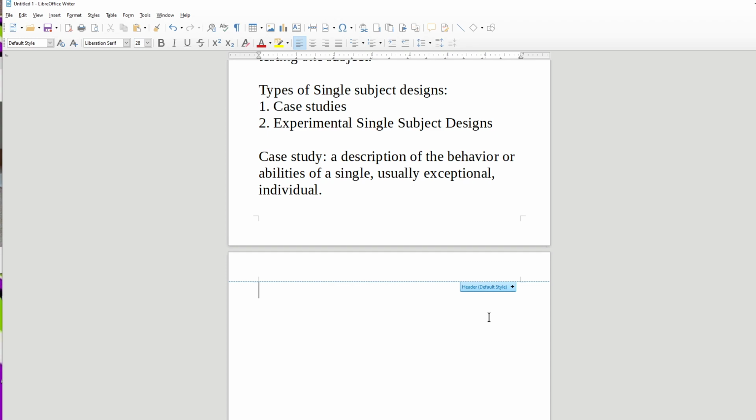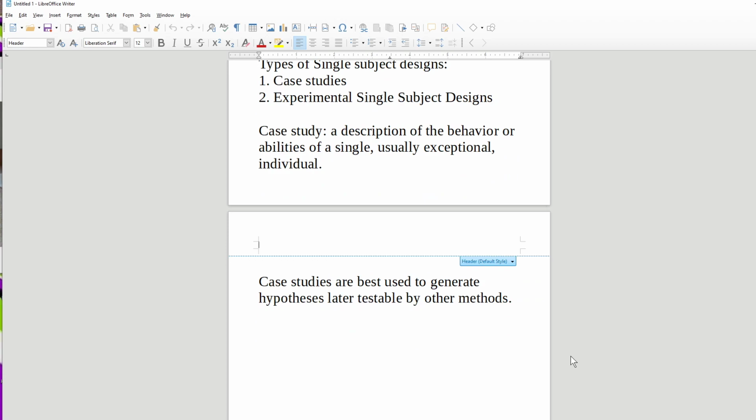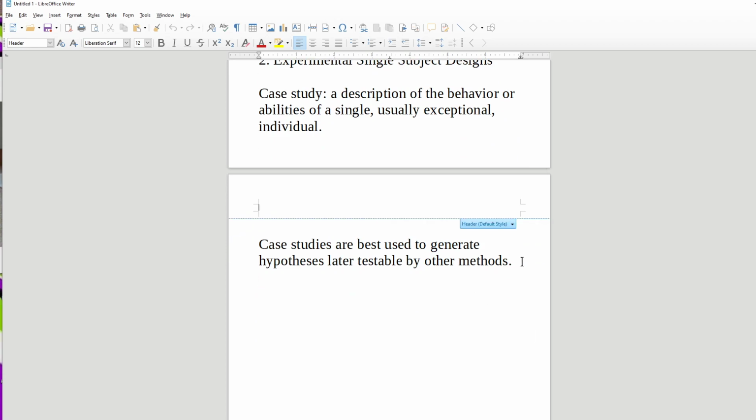So what I'm going to say is case studies are a lot like naturalistic observation. Case studies are best used to generate hypotheses later testable by other methods. That's what I would say about that. Okay, well that's it for case studies. Now, let's go on to talk about the next type of single subject design.